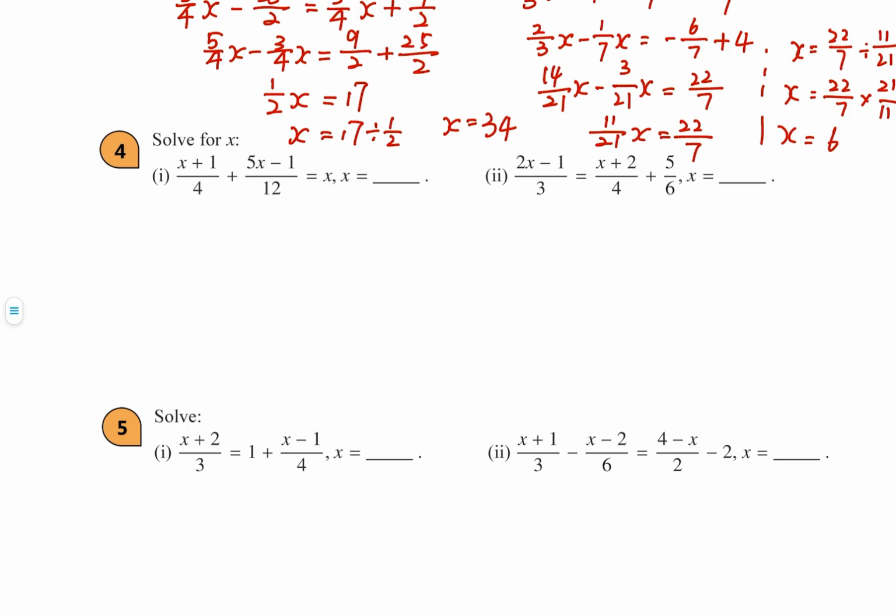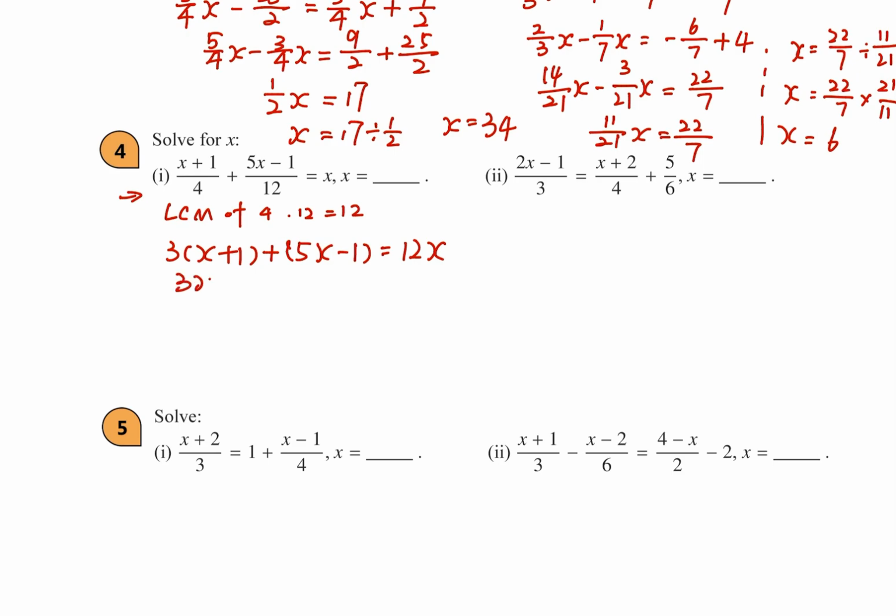And then for number 4. With this, we learned in class that we need to find the lowest common multiple. And we know that the lowest common multiple of 4 and 12 is just 12. So we multiply everything by 12. Remember every term. So on the left-hand side, after multiplying by 12, we would have 3 times (x plus 1) and add (5x minus 1), and that is equal to 12 times x. We need to multiply that by 12 as well.